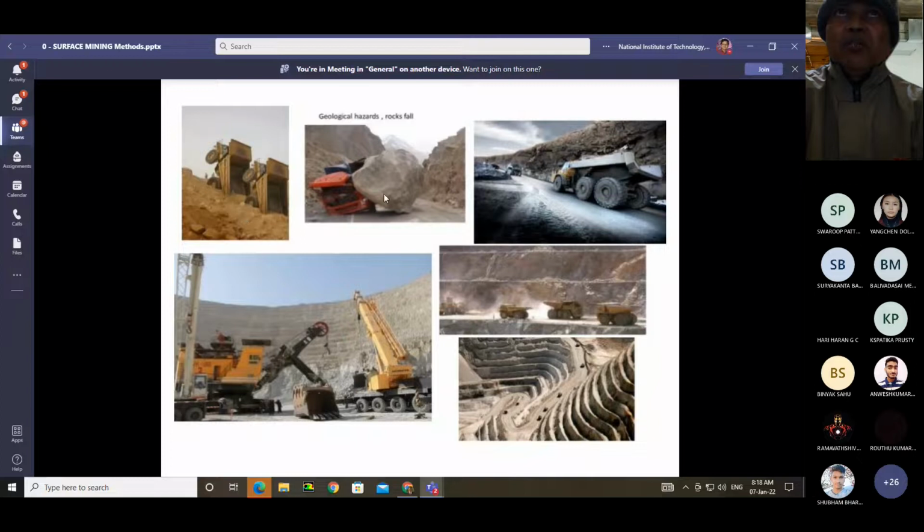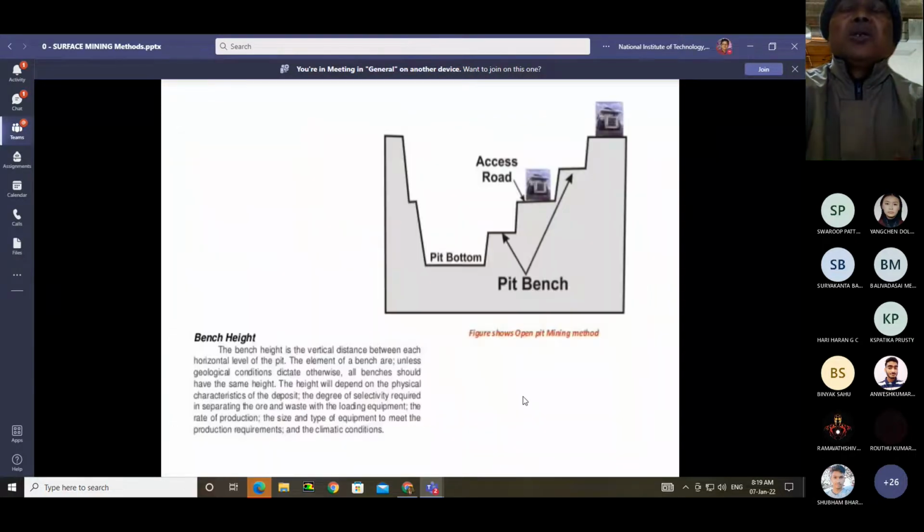So here is a boulder falling over the machine, and here is the truck moving on the road, and here the shovel is loading the dumpers, and these are the dumpers which are moving, some empty dump trucks and some loaded trucks.